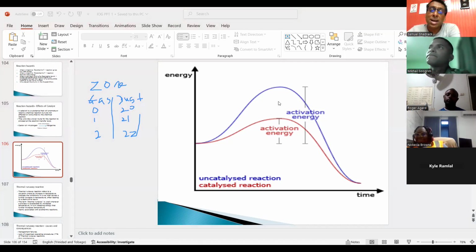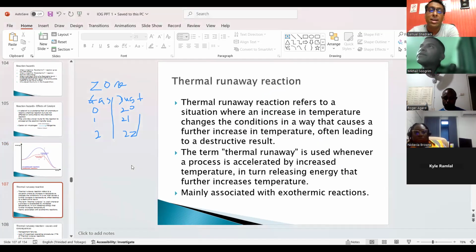All right, this is what a catalyst does. It lowers the energy needed for a reaction to occur so you can get your product faster, quicker, with less energy, less consumption, less heat, whatever is needed for that reaction to occur, right?